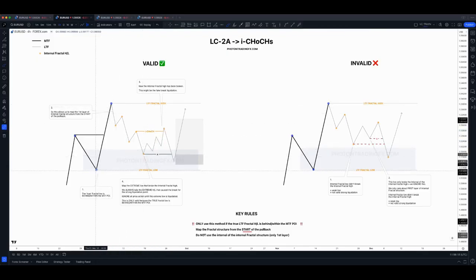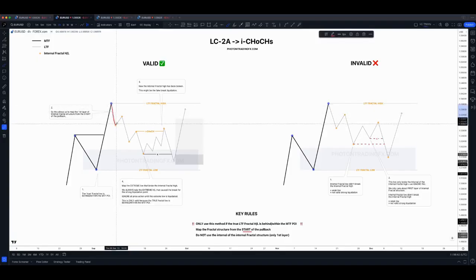So again, when we have an impulsive leg like this and we look on our lower time frame and the lower time frame true fractal low is all the way down here or somewhere within the POI, right? That is then when we are allowed to consider the first layer of internal structure. But where do we map it? We start mapping it from the very, very start of the pullback. We then start mapping where those internal fractal highs and lows are.